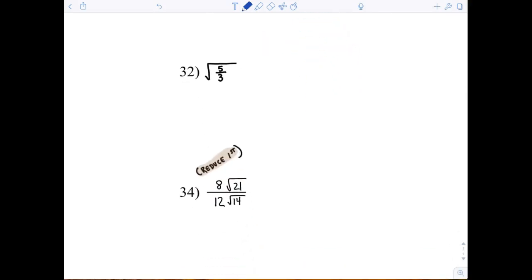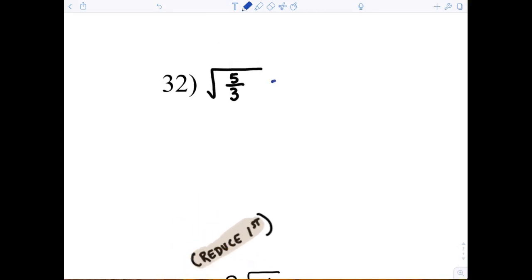All right, 32. Now I want everybody to rewrite 32 as the square root of 5 over the square root of 3. Yes, thank you. Multiply top and bottom by radical 3. Square root of 15 over 3.